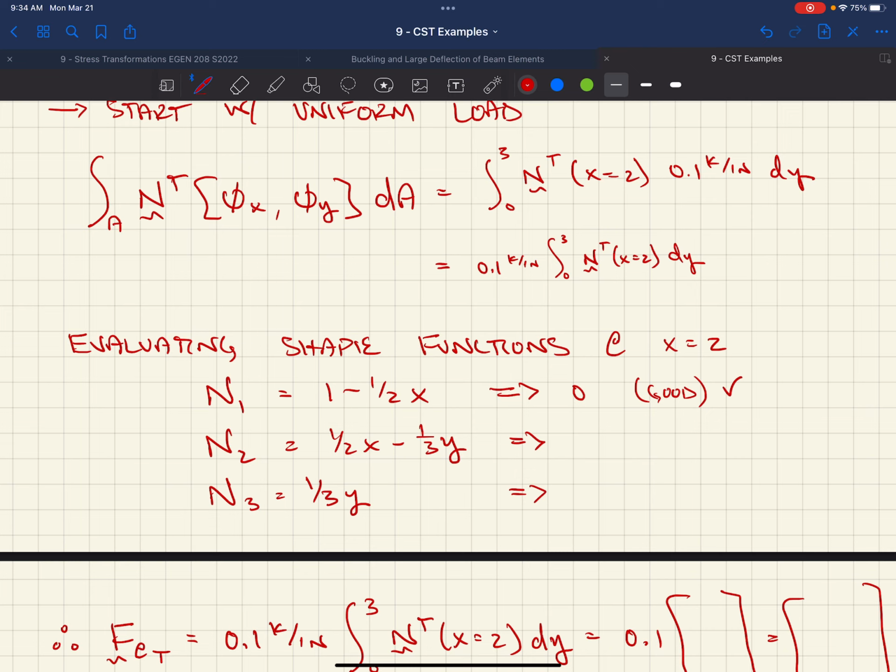If we evaluate N2, we get 1 minus 1/3 y, and then we get 1/3 y. We sum those together, right? All three of them, right? 0, 1 minus 1/3 y, plus 1/3 y. We get 1. That's also good, right? I want to make sure that we're always going to be equal to 1.